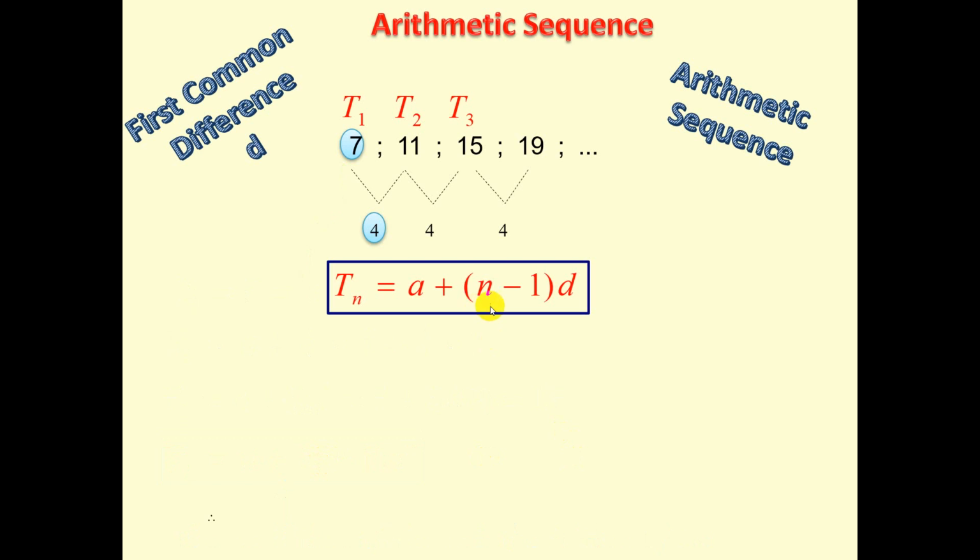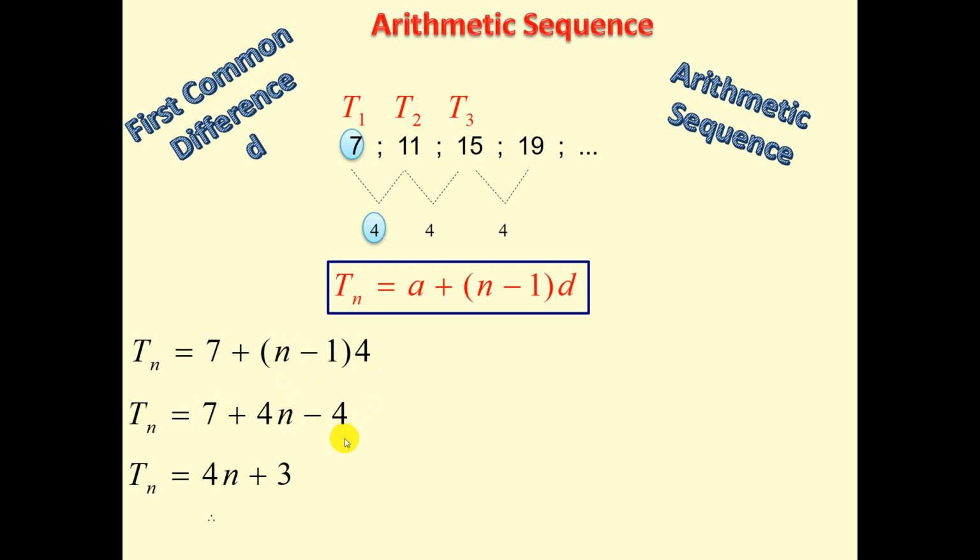So returning to this example, we have Tn is equal to A plus n minus 1 into D. For this specific AP, we can conclude that the A value is 7 plus n minus 1, the common difference is 4. We're going to use a distributive law to multiply the 4 into the bracket. That'll give you 4n minus 4. 7 minus 4 is 3. So for this specific AP, the formula would be 4n plus 3.